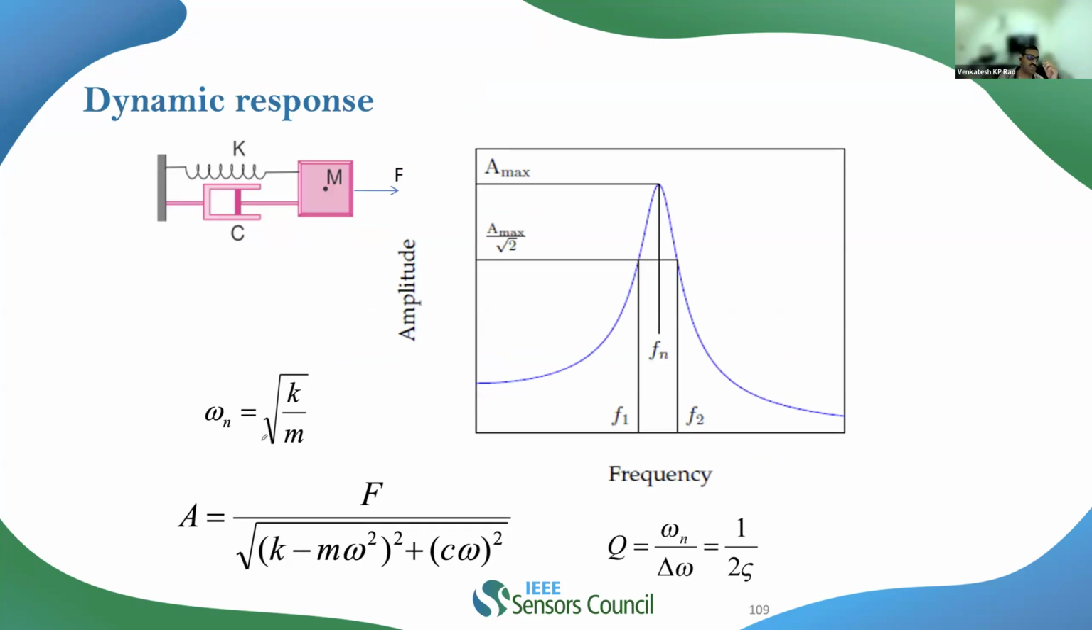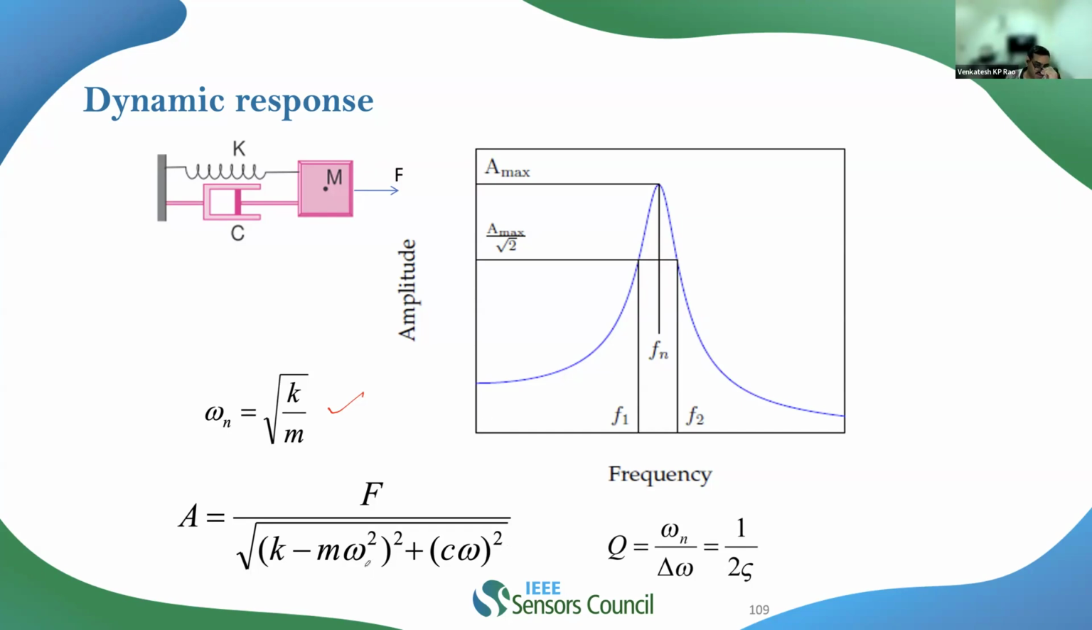Now, if you look at the dynamic response of this, if you solve that equation, you will basically get the natural frequency to be this. And the amplitude of vibration, if I keep on increasing the frequency, this is how the frequency response looks. The amplitude of vibration comes out to be f by root of (k minus m omega square) whole square plus (c omega) whole square, where k is the stiffness, m is the mass, c is the damping, and omega is the excitation frequency.